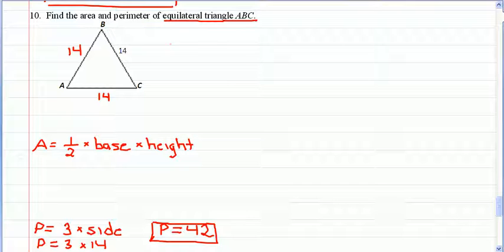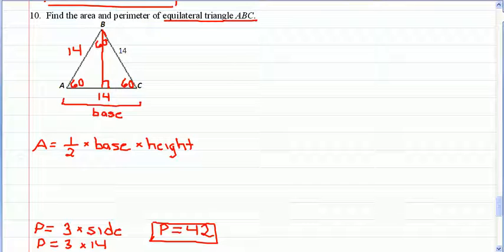So going back up to our triangle, again, an equilateral triangle has 3 equal sides and 3 equal angles. All 3 angles are equal to 60 degrees. So to find the area, the formula is 1/2 base times height. Our base is the length from A to C. So the base is 14. The height is this length here. Another word for the height is the altitude.